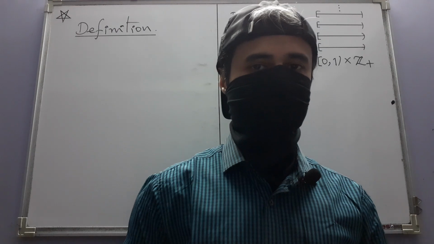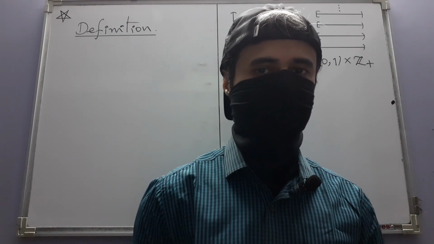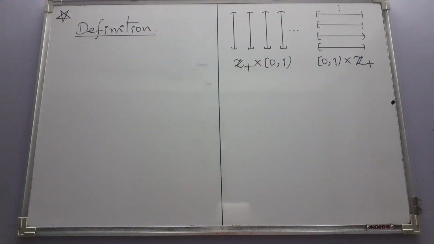Today we are going to start with the notion of dictionary ordered relation. It's a special type of ordered relation. So let's start with the definition.